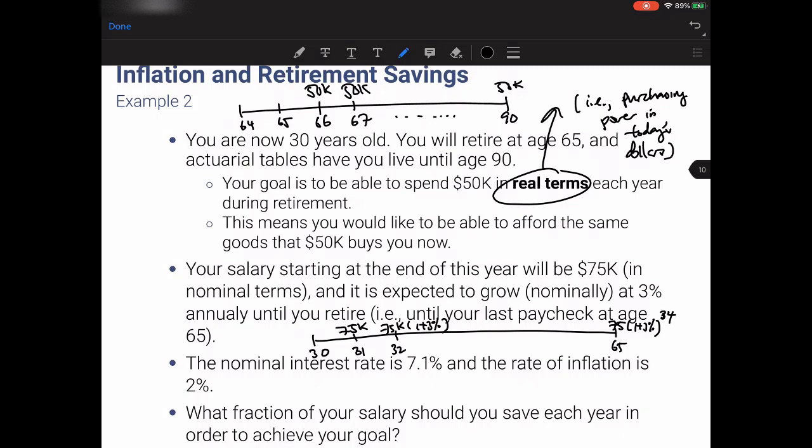All right, so using the variables that I identified last week, or the weeks before, I'm just going to use those variables to represent inflation, nominal interest rate and real interest rate, or growth rate. So G here is going to be 3%. Remember, this is the G corresponding to those growing annuity formulas, right? And R is going to be our nominal interest rate of 7.1%, and I is going to indicate our inflation rate of 2%.